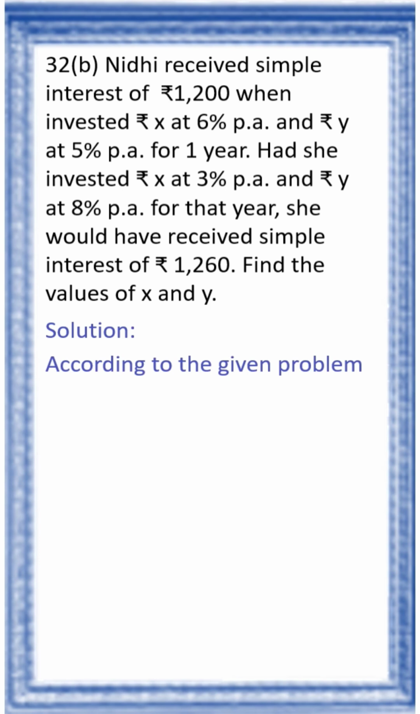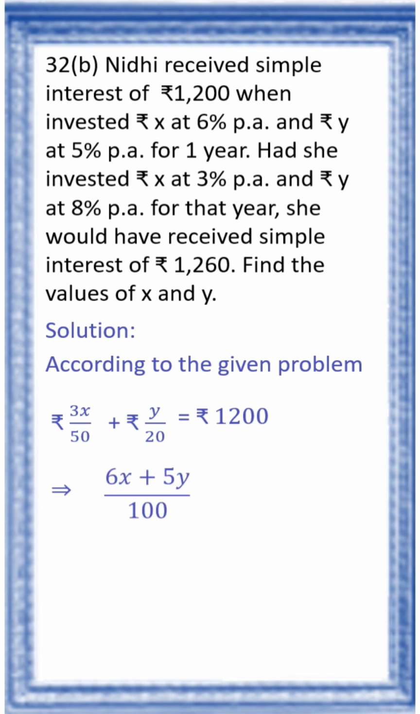Now we have, according to the given problem, 3x by 50 plus y by 20 is equal to 1200. Now let us take LCM, that is 100. That's why I have told you need not simplify it. 6x plus 5y by 100 is equal to 1200. It implies that 100 goes here. How many zeros we have to put? 4 zeros. Okay.